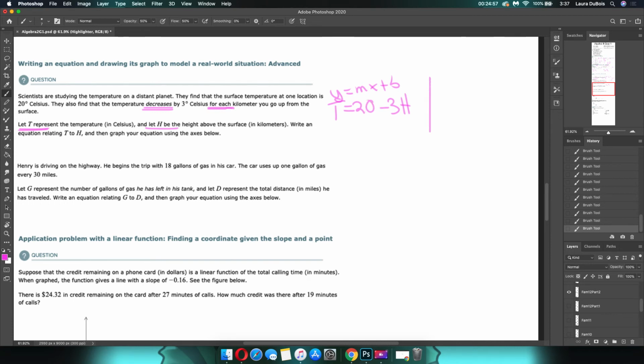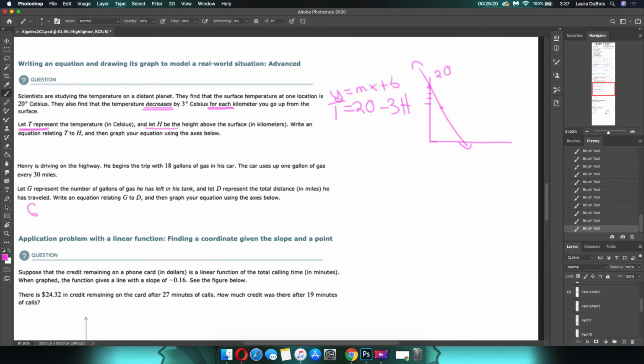And then the screen grab would not let me get it for some reason, but they're going to give you a graph, and then you just have to graph from there. So you plot your first point at 20, because that is the y-intercept, and since your slope is 3, you will go down 1, 2, 3 over 1, and that would be your line, and that's all you would need to do. Over here, same idea.